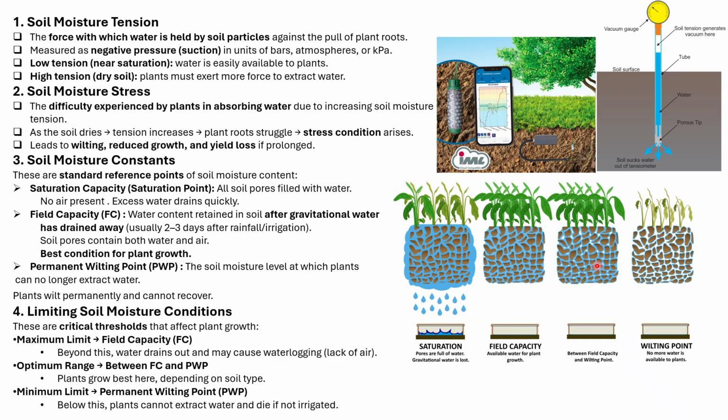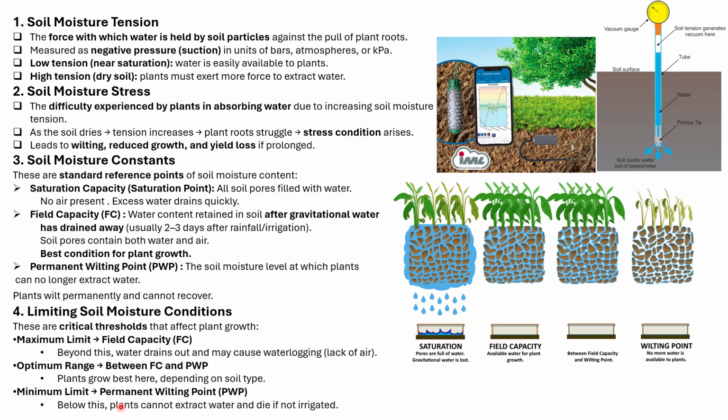The third one is the permanent wilting point. Here the soil becomes so dry that the plants can no longer extract water, so they permanently wilt. The limiting soil moisture conditions determine how plants grow. At the maximum limit, above field capacity, too much water will cause waterlogging.